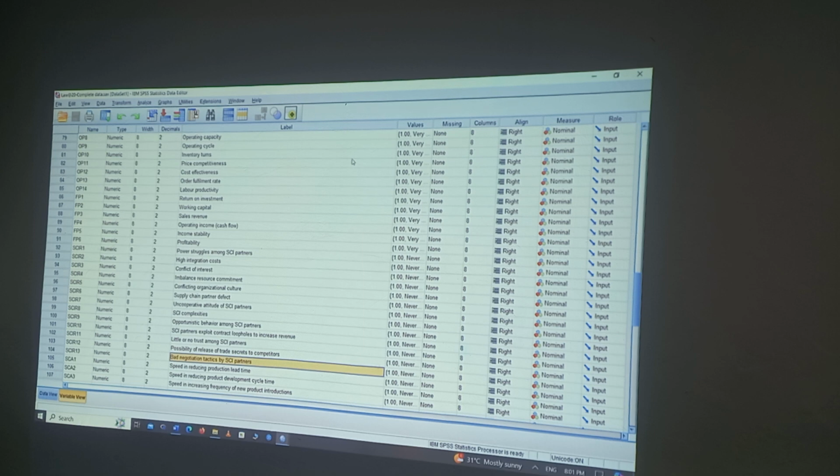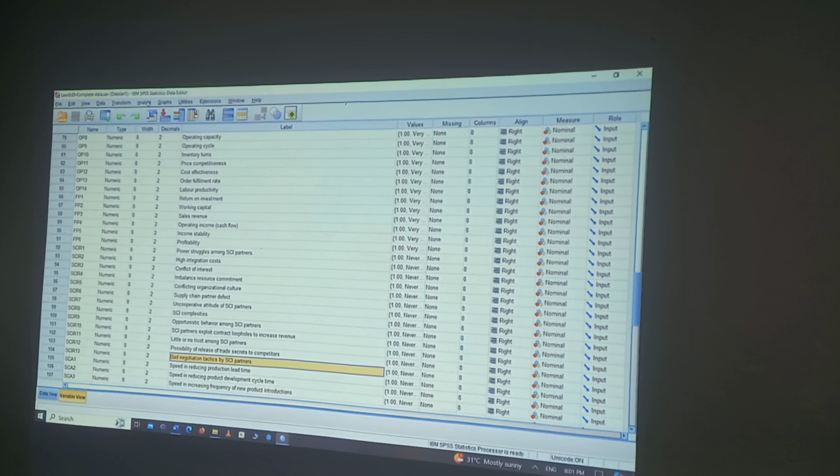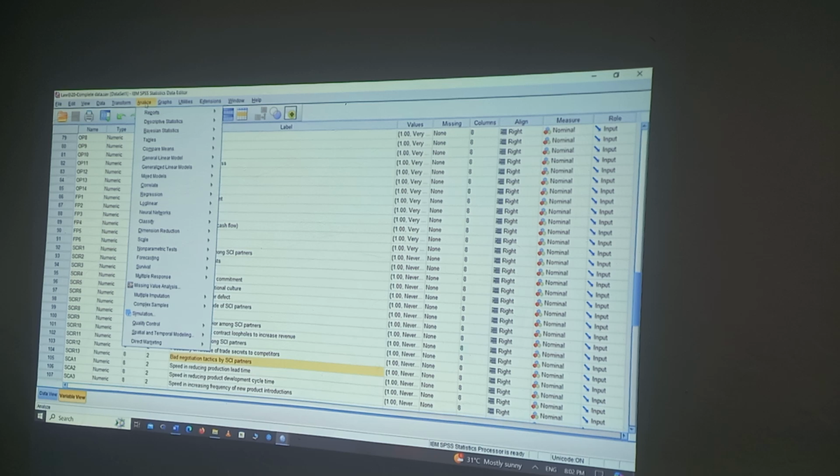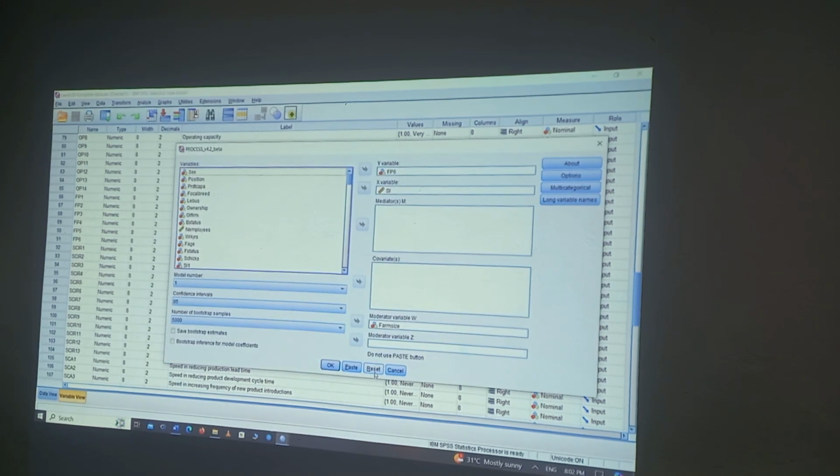And so that becomes what we call simple mediation. And the model number for simple mediation is model number 4. So let's go and do the selection. We go to analyze, then you go to your regression, then you select PROCESS by Hayes. We have to reset because we have already used it for moderation. So click on reset.